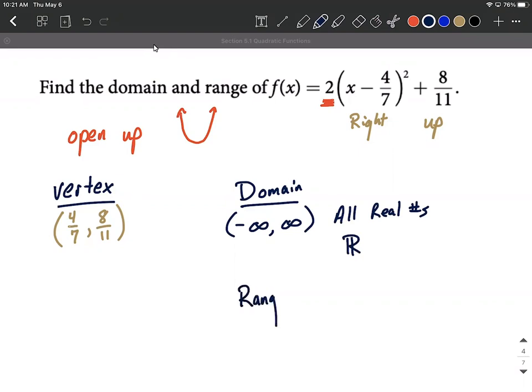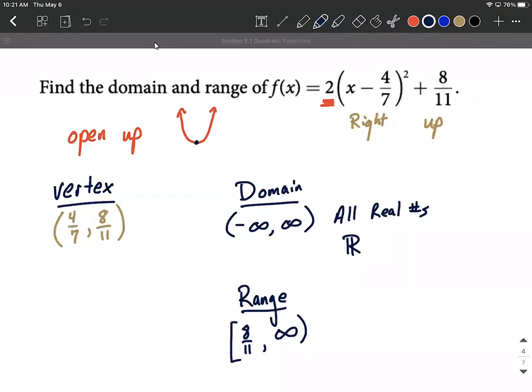Next up, our range. This can be a little bit more tricky, but this is why we identified whether it opens up or opens down at the beginning. The very lowest point on this graph is going to be where our vertex is, or the very lowest y value is going to be 8/11. So everything's up from there. So what we can say is it goes from 8/11, and then it goes just up from there. So that goes up to infinity with no restriction. You can never get to infinity, so we're going to use an open bracket on that side. But the vertex is actually a point on our graph, so it's going to be included, so we use the closed bracket on this side.